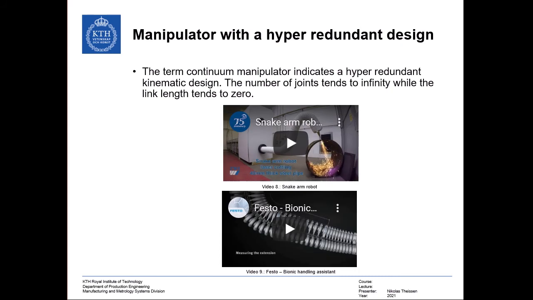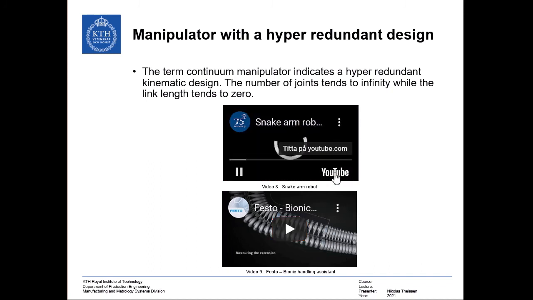Then, another thing when it comes to robot design, which I think is interesting and one may consider, is that there are also manipulators with a hyper-redundant design, also called a continuum manipulator, which means that the number of joints tends to infinity while the link length tends to 0.